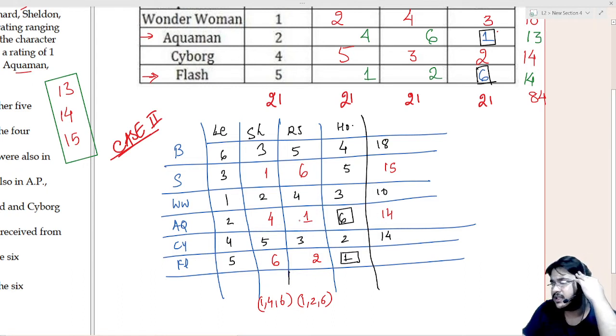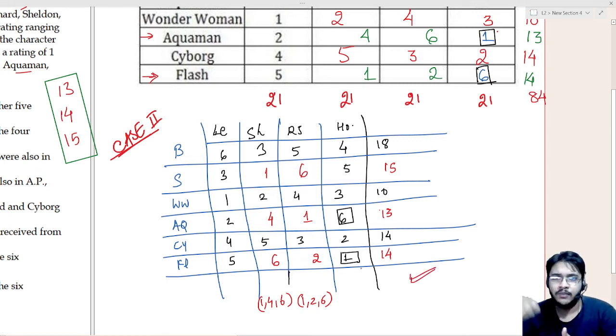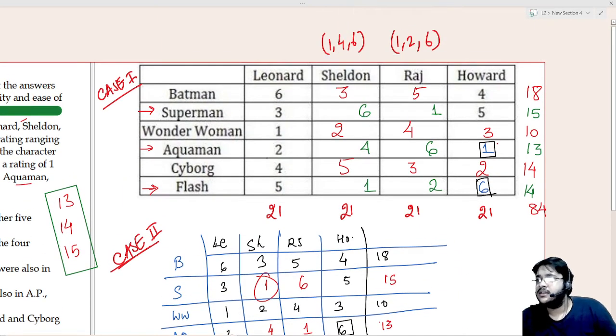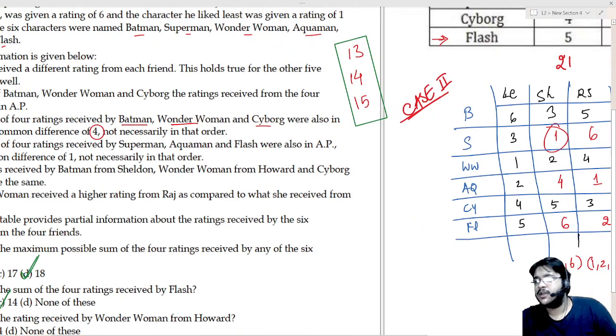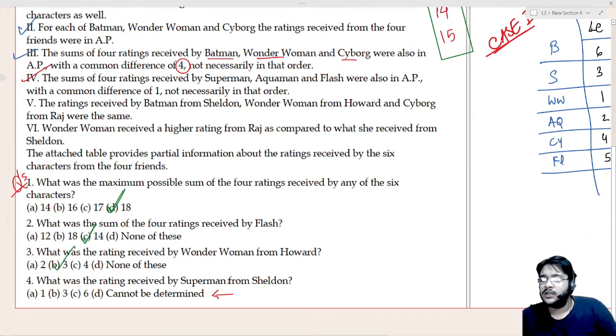Okay, have I made any mistake? Let me check once. 6 plus 4, 10, 11, 12. Oh no, this one is 13. This one is not 14. This one is 13. So this is 14 because 6 plus 5 is 11 plus 2 is 13 plus 1 is 14. Okay, so the 2 cases are satisfied. If you want to check column wise also, you can do that, but I don't think it will be required. And also, Superman has got 1 here and 6 there, so the score for Superman cannot be determined.